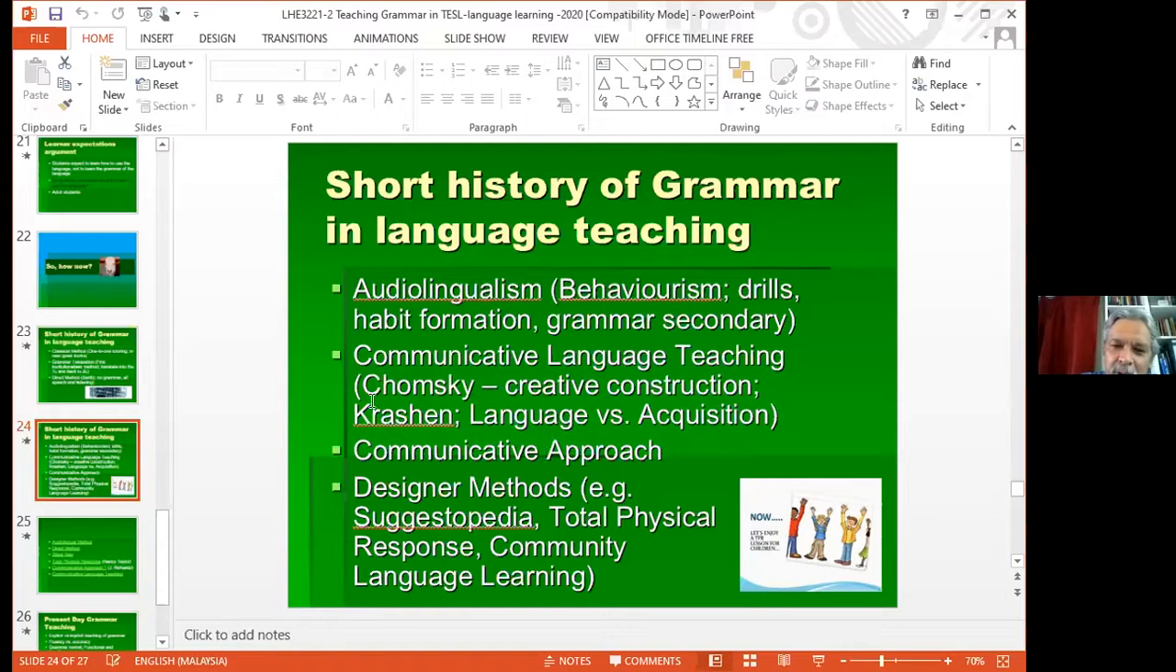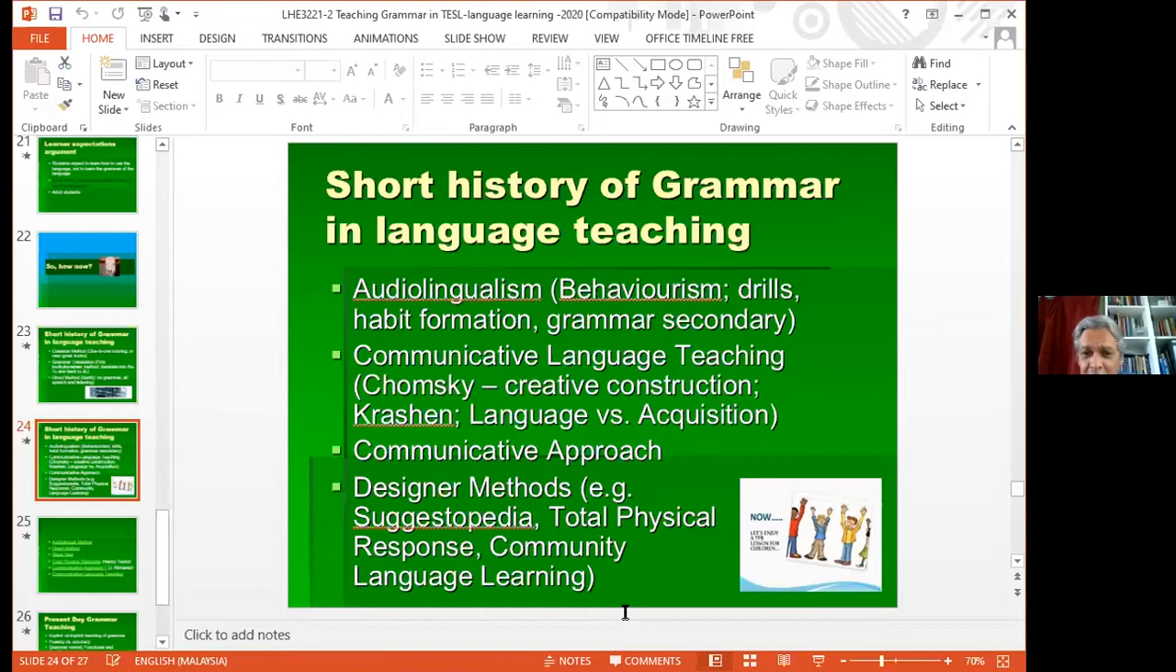Okay, and because Chomsky and maybe even Krashen did not suggest specific kinds of methodologies, not like audiolingualism, not like the direct method, not like grammar translation, there were various methods that different people suggested that were received at different levels, meaning to say some were well received, some not so, and these were referred to as designer methods. Examples are suggestopedia, total physical response, community language learning.